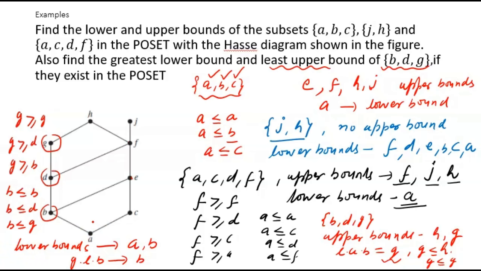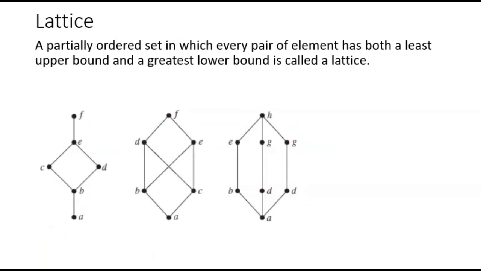So I hope by this example you have understood what the least upper bound and the greatest lower bound are. Okay. Next we are going to talk about a concept which is known as lattice. And to understand lattice, you should be very clear about the concept of least upper bound and greatest lower bound. So a partially ordered set in which every pair of elements, and mind it, every pair of elements has both a least upper bound and a greatest lower bound is called a lattice.